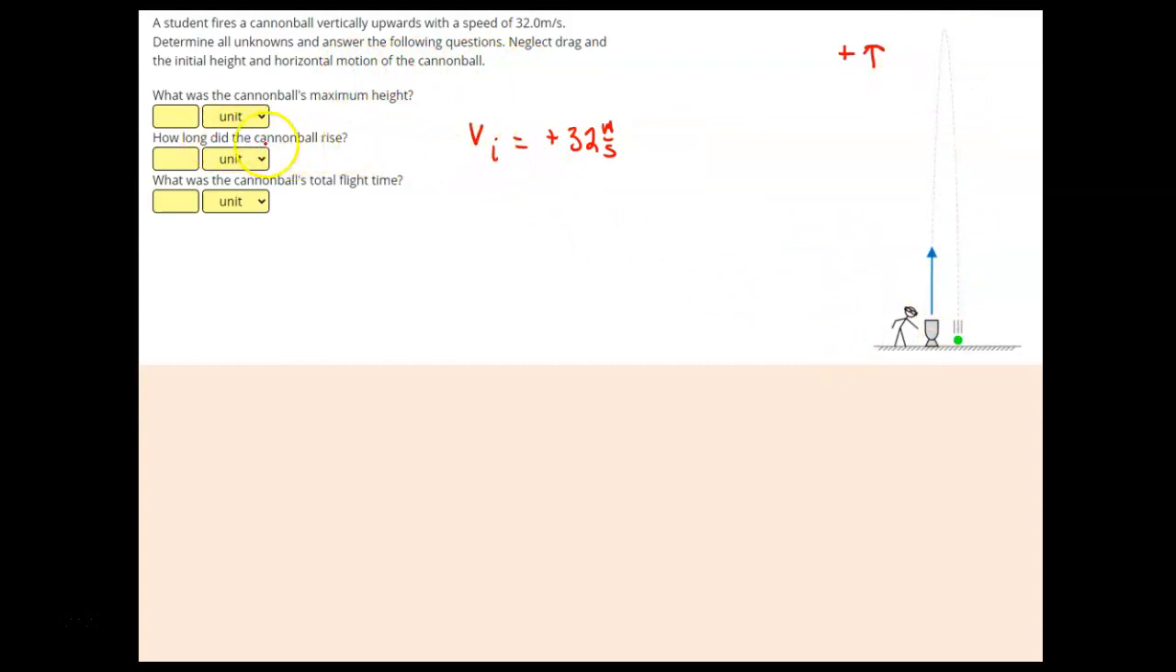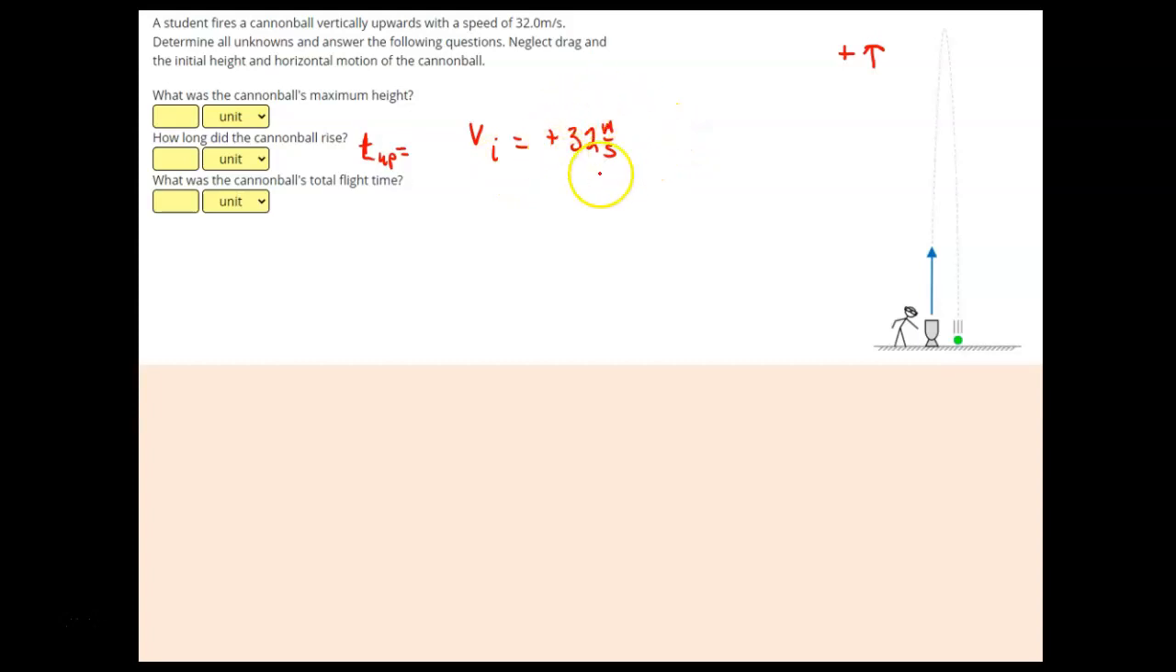Okay, so we want to know how long did the cannonball rise? That's how many seconds. That's basically time up. It's going to be how much? And you could kind of estimate this. As I said, gravity changes the speed by about 10 meters per second each second. So after 1 second, this is going to be about 22 meters per second of speed. Another second later, it'll only be 12 meters per second of speed. Another second later, it'll be 2 meters per second of speed. So basically, this is going to take about 3.2 seconds going up. And it'll take another 3.2 seconds going down.